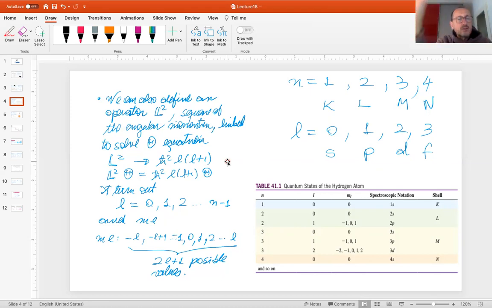Here, there's no restriction to the angular momentum in any way. The angular momentum is naturally quantized in this system, okay?